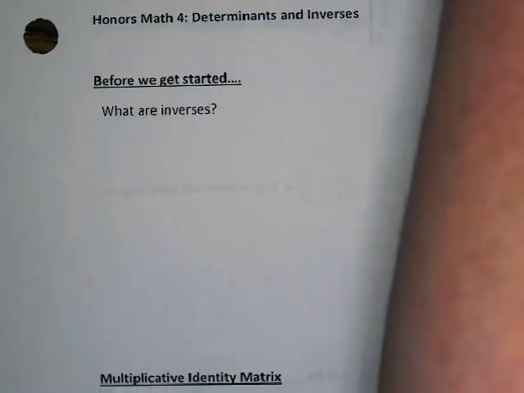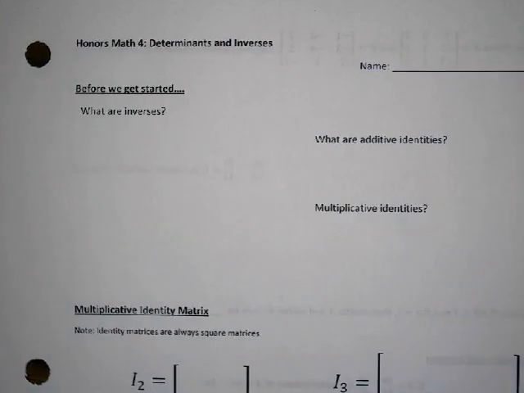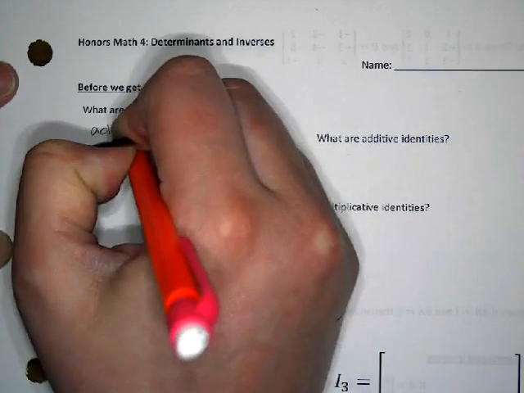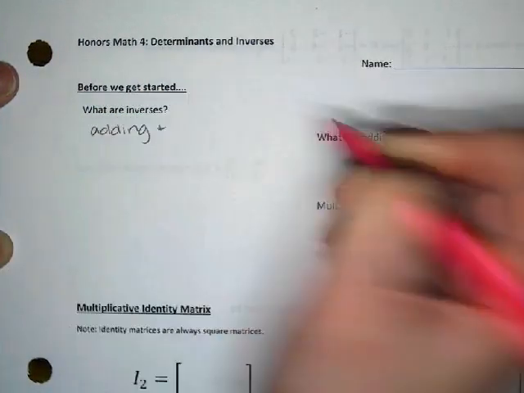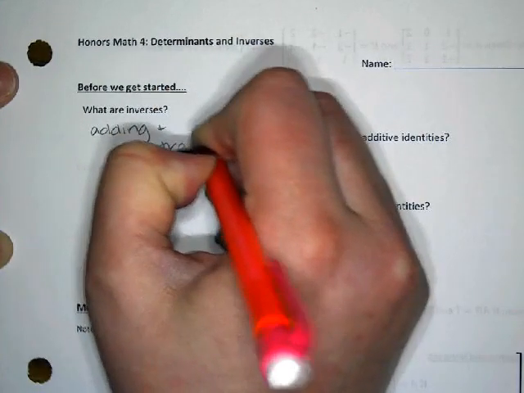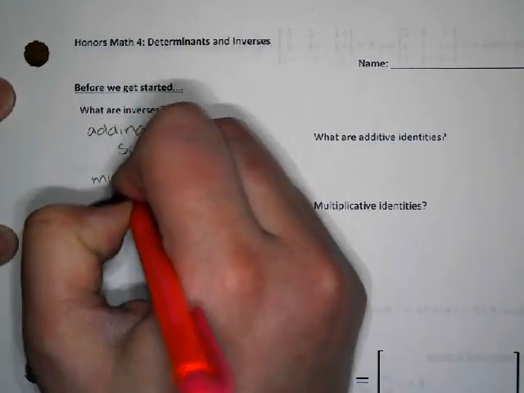Are inverses, and you guys have learned about this before. I'm not sure if you remember what that word is, but could somebody give me an example of operations that are inverses of each other? Adding and subtracting. Okay, what are some more inverses that you've worked with before? Yeah. Multiplication and division.